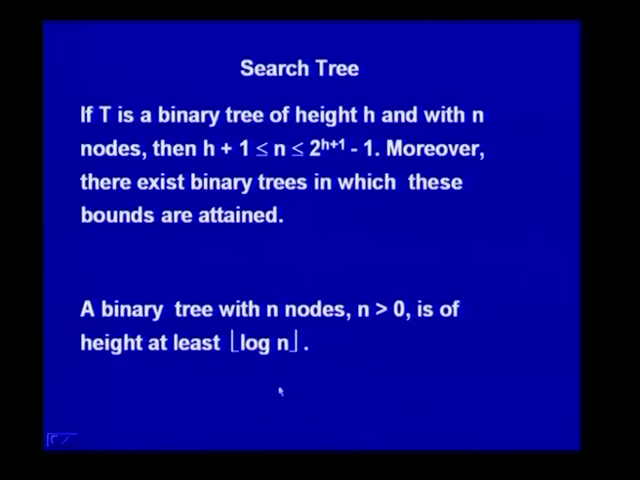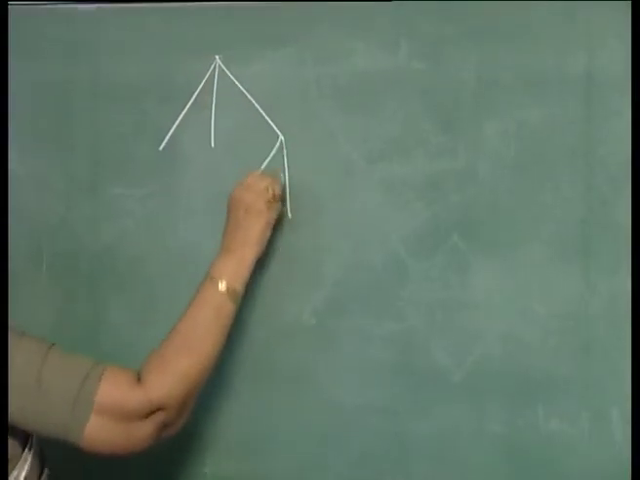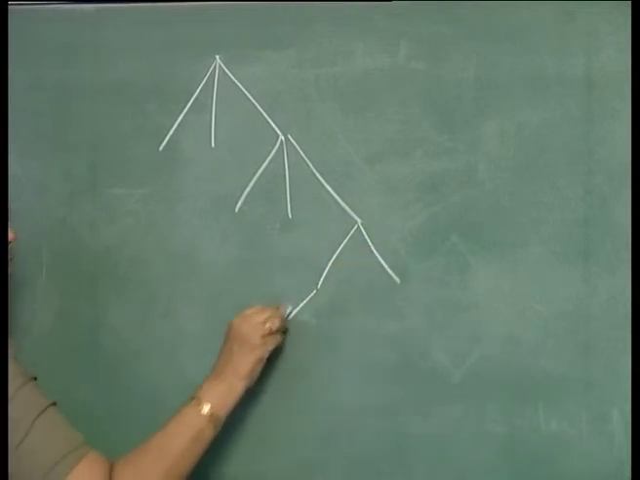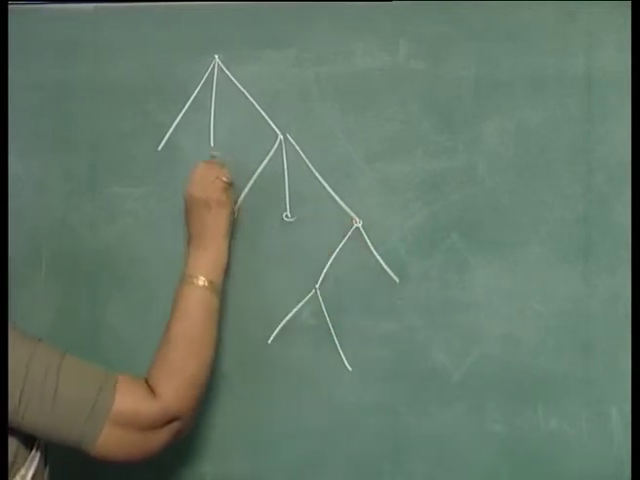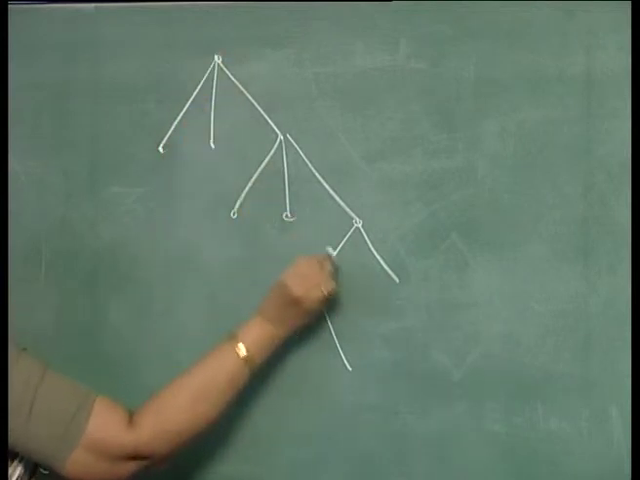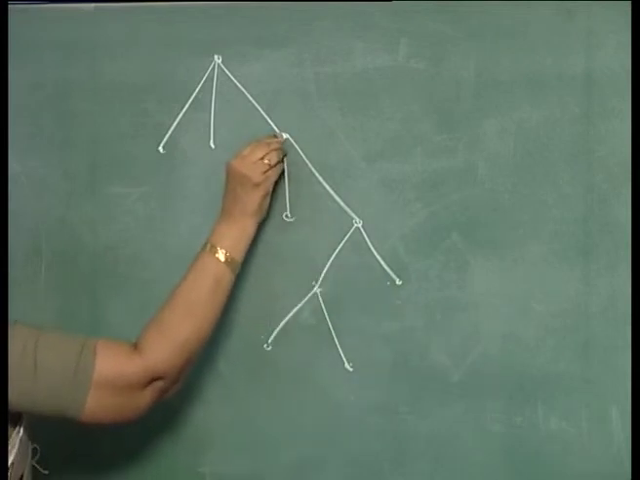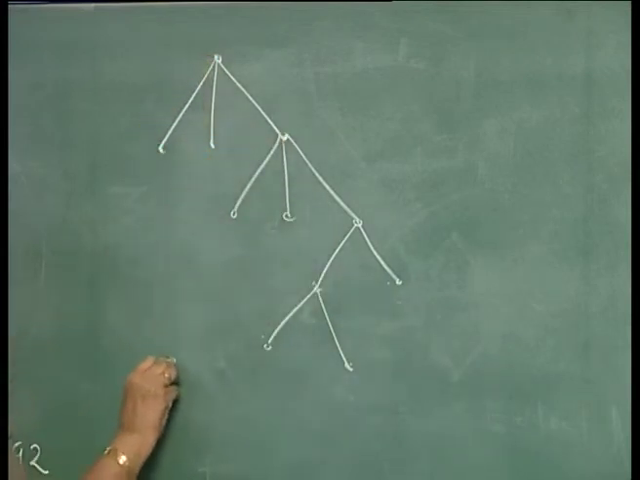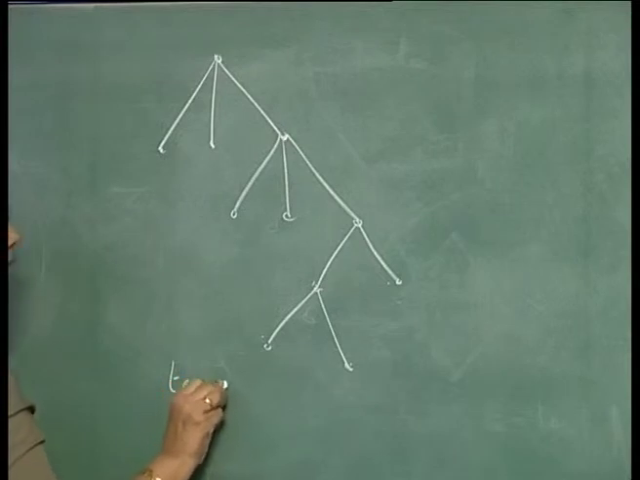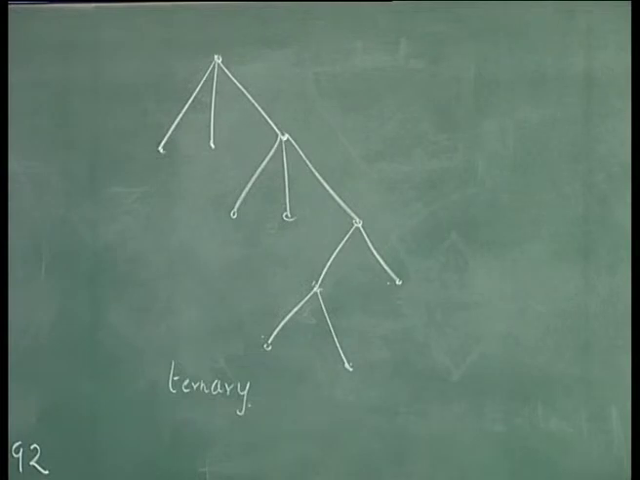Now, when you look at a tree like this, this has 2 sons, this also has 2 sons, this has 3 sons, this has 3 sons, this is a ternary tree. In a ternary tree, each node will have 3 sons, 2 sons, 1 son or 0. No node will have more than 3 sons.